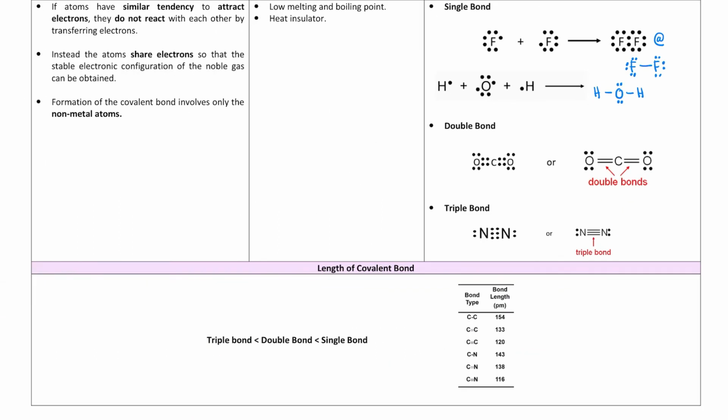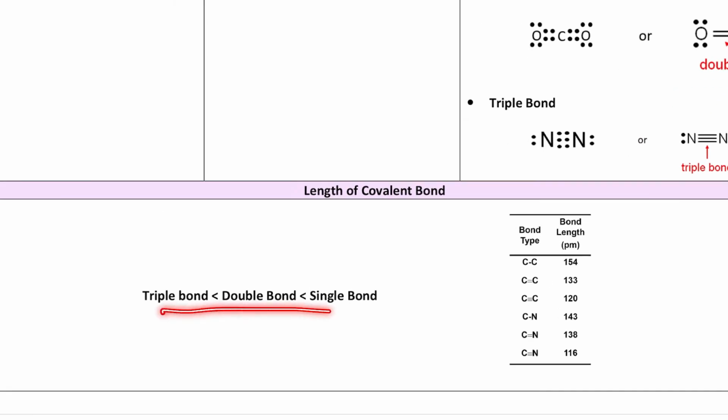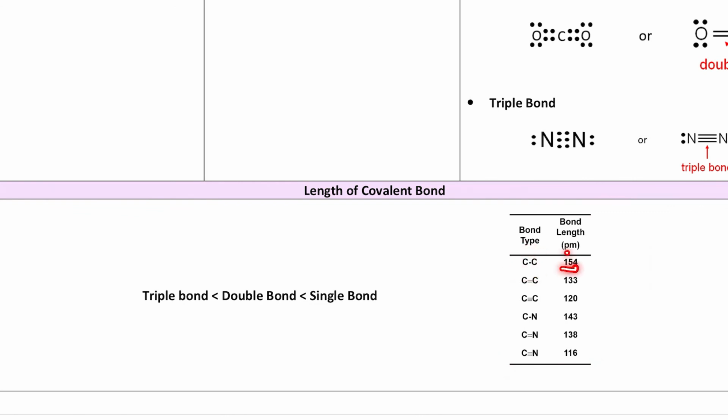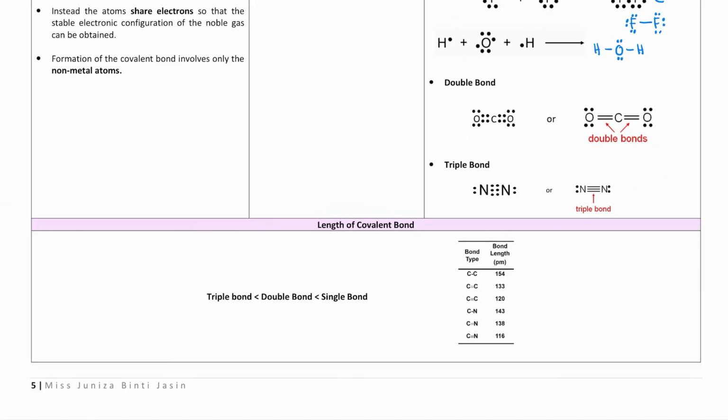So single bond, double bond, triple bond ni actually dia ada different length, panjang yang berbeza. Kalau ikut ni, yang paling panjang adalah single bond. Maksud dia triple bond is shorter than double bond is shorter than single bond. Kalau kita tengok data dekat sini, carbon single bond 154 picometer, which is the longest one kalau kita compare dengan yang lain. Double bond pendek, triple bond lagi pendek. Kena ingat lah, single bond paling panjang, double bond pendek, triple bond lagi pendek.